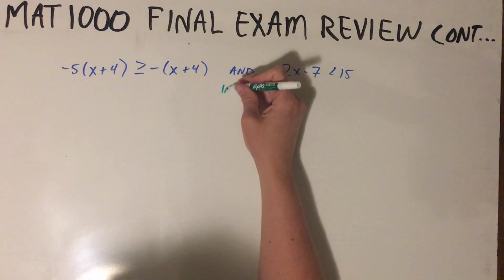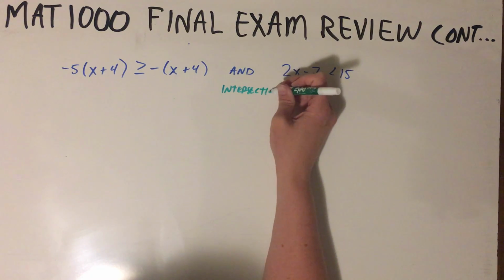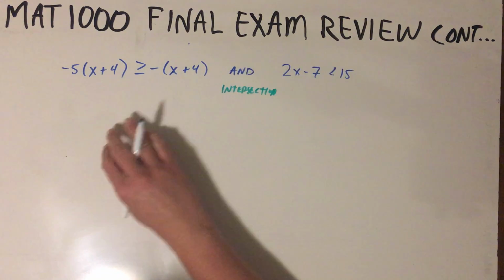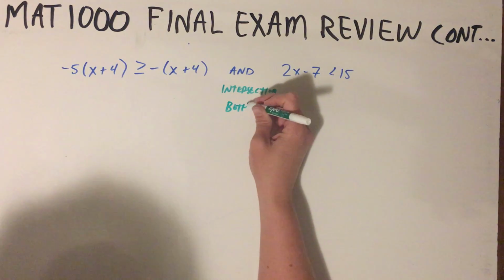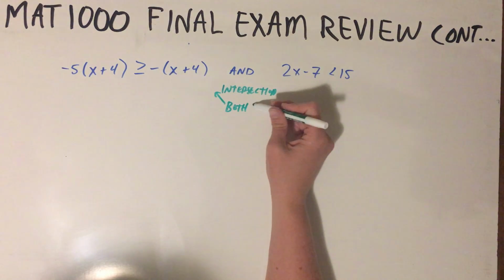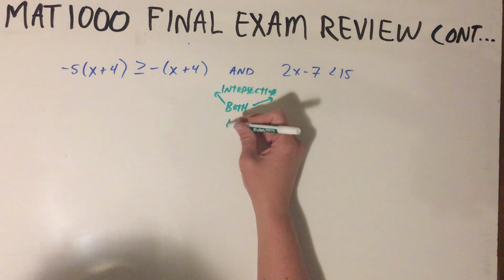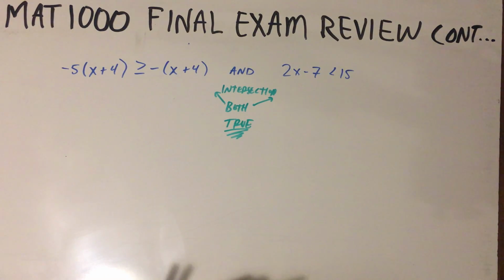Okay, remember that this and means the intersection. Or in other words, whatever solution we find, it has to be where both are true. That it makes this inequality and this inequality both true. They both need to be true. Okay, so let's just solve each inequality here.